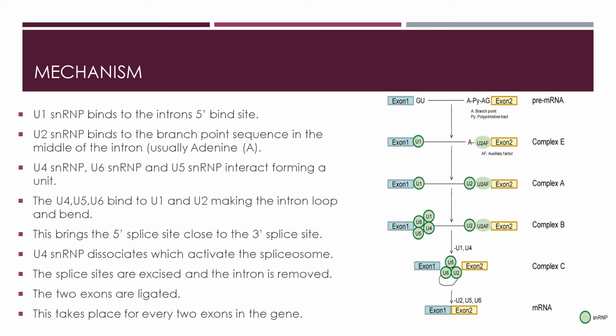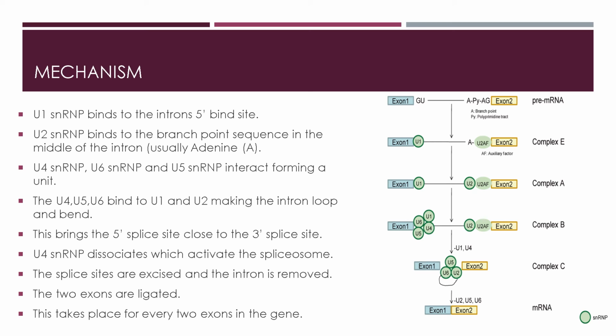The mechanism by which splicing occurs goes like this. First, the U1 snRNP binds to the intron's 5' splice site. Next, the U2 snRNP binds to the branch point sequence of the intron that is located in the middle, and it is usually an adenine residue.